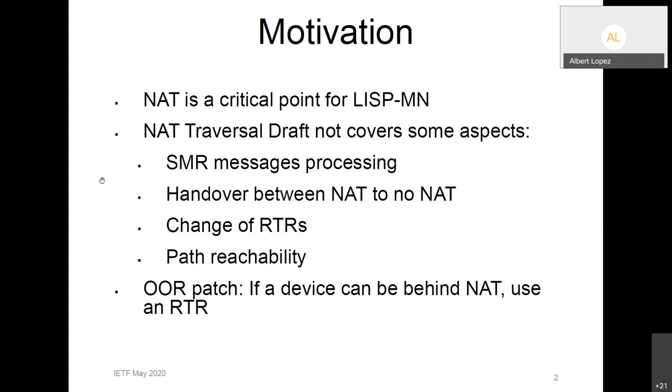When studying the draft, we have noticed that some aspects are not covered or are not explained enough. These are basically related to mapping updates, but also others like path reachability. During this presentation, I will try to cover them. With the OOR implementation, we have overcome some of these drawbacks by defining the policy that if a device can be behind NAT, then it connects always through an RTR, which doesn't change. But we think this is not the solution and also does not solve all the situations.